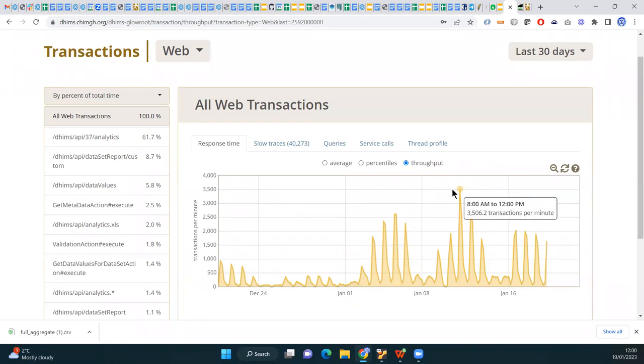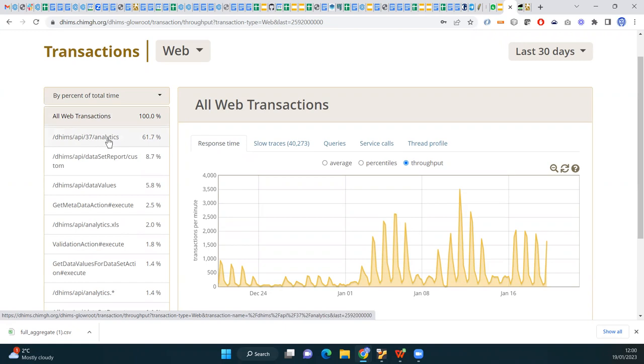Ghana is a big country. I think their DIM system is quite big. On the left-hand side, these are a list of all the API endpoints ordered in terms of how much load they're putting on the server. So one of the things we can see from here over the last 30 days is that 61% of the load is related to these analytic calls.